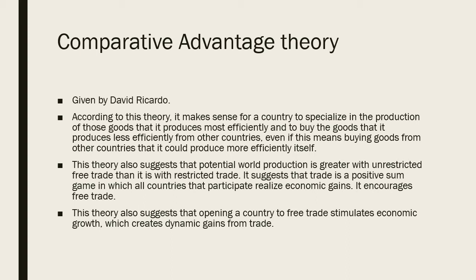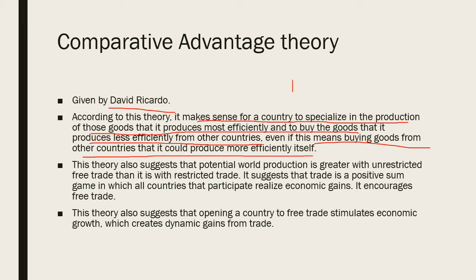Now comes the comparative advantage theory. It is given by David Ricardo. According to this theory, it makes sense for a country to specialize in the production of those goods that it produces most efficiently and to buy those goods that it produces less efficiently from other countries, even if this means buying goods from the other countries that it could produce more efficiently itself.